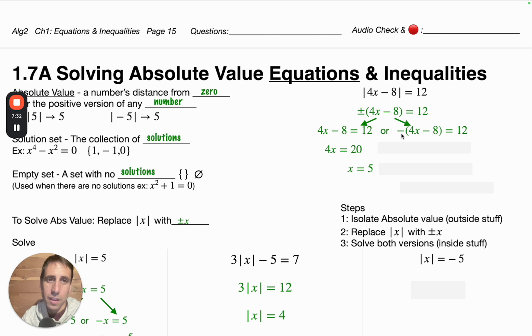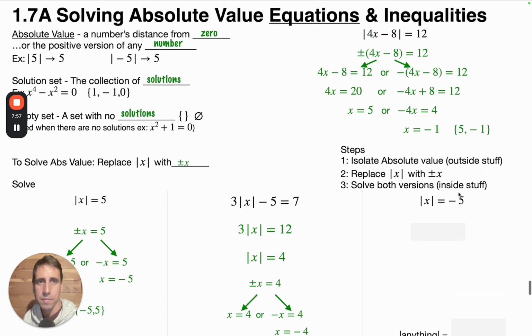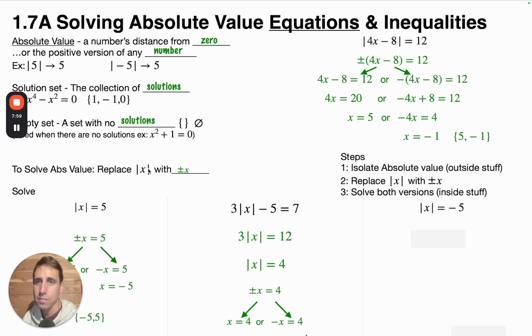Here, I think what we have to do next is distribute this negative to both terms on the inside. So when you distribute, you get -4x, and here, negative distributed to a -8 turns into a +8. Let's undo the addition, let's undo the multiplication, and we get our answer, and we report the solutions, 5, -1. I know it's really tricky. I think if we see some more examples, then we'll get the hang of it. Big idea is you can't just erase the absolute values. If you want to undo them, you have to replace it with plus or minus, which will split up into 2 different solutions.